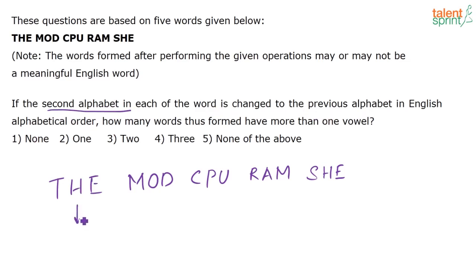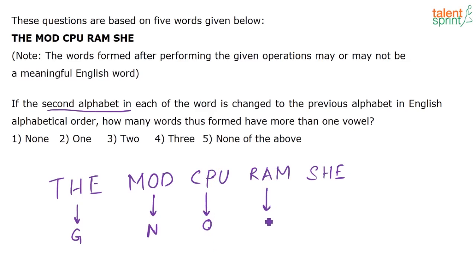So, what is H becoming? It will become G, correct? A, B, C, D, E, F, G, H. Then O will become what? N, correct? L, M, N, O. P will become what? O, correct? L, M, N, O, then P. That is, we are changing it to one alphabet before.